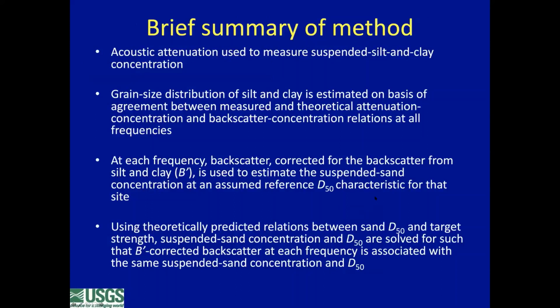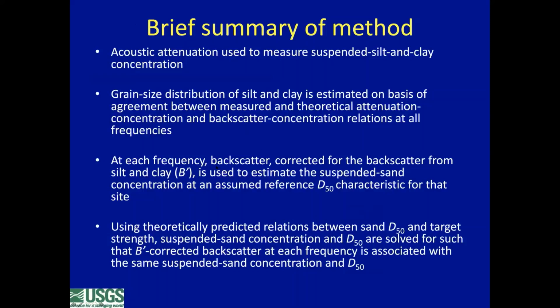So a brief summary of the method is this. We use acoustic attenuation to estimate the suspended silt and clay concentration in the river cross-section. The grain size distribution of silt and clay is estimated on the basis of agreement between the measured and theoretical attenuation concentration and backscatter concentration relations at all frequencies at a site.